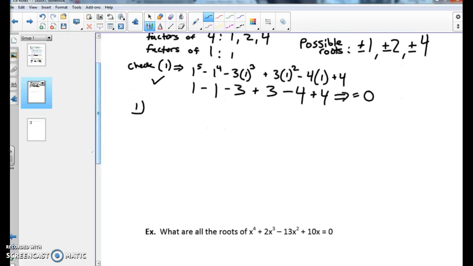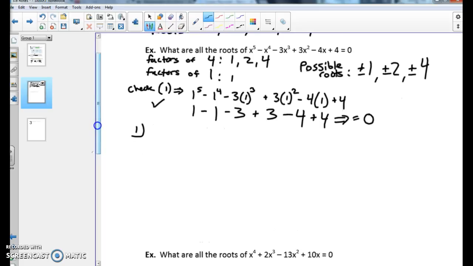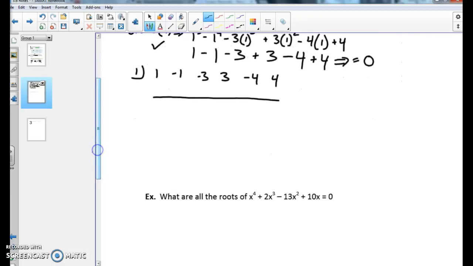Now I'm going to do my synthetic division to help me find a smaller polynomial to work with, right? So I'm going to write in all my coefficients. We got 1, negative 1, negative 3, positive 3, negative 4, positive 4. Draw the line, and let's go ahead and start this process. I'm going to bring the 1 down up front. 1 down low. 1 times 1 is 1.